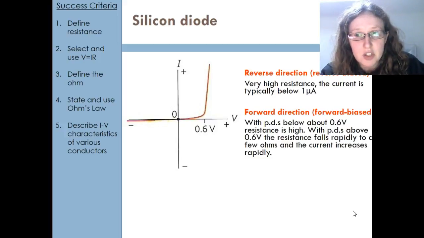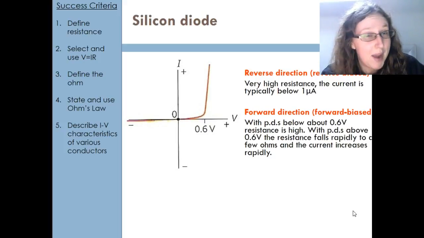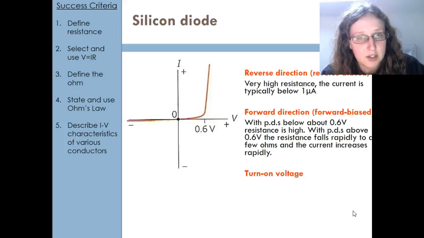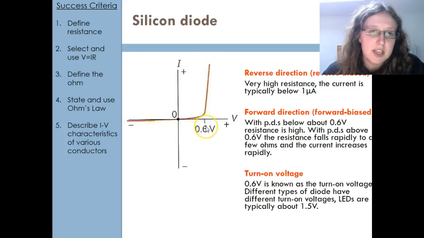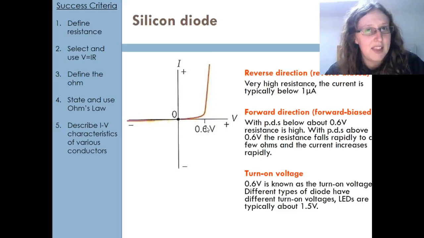In your forward direction, if the potential difference is below about 0.6 volts, it normally is, you'll find the resistance is high. Once you get past 0.6 volts, the resistance sharply decreases, which allows the current to go up very quickly. And there is this important feature, this 0.6 volts, where suddenly it changes. And this is what we call the turn-on voltage. This is the voltage where, if you have an LED, the LED starts to glow.